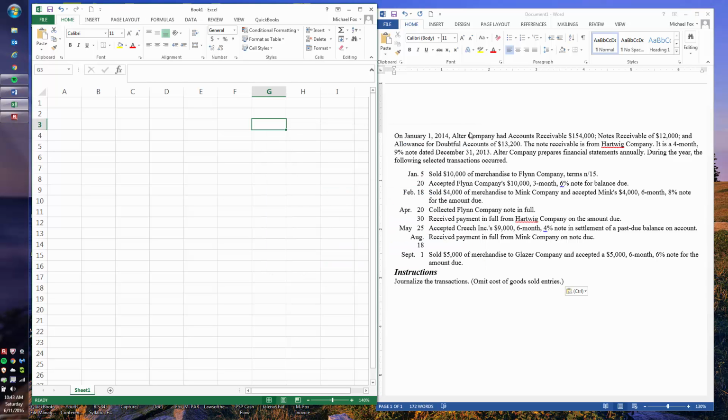On January 5th, they sold $10,000 of merchandise to Flynn Company of terms net 15. So the way we do this is, I'm just going to go ahead and do the journal entry here, January 15th. Typically, most companies, and the way we're doing it here, just record the transaction when it occurs, and then if the Flynn Company decides to take any discounts or anything like that, then we'll record those separately. This one's net 15, so we're not even offering a discount. So we're just going to record that as accounts receivable.